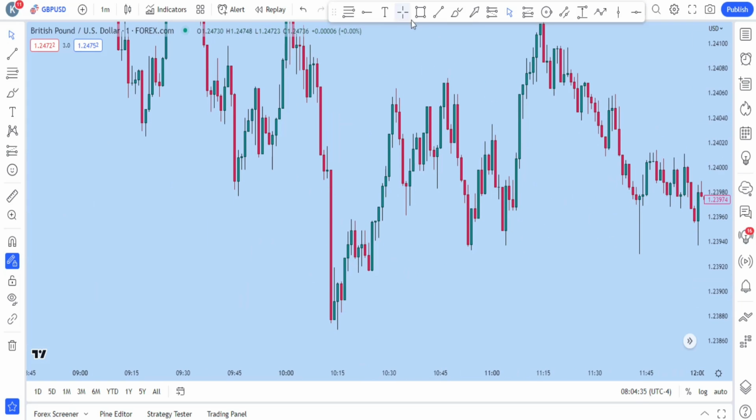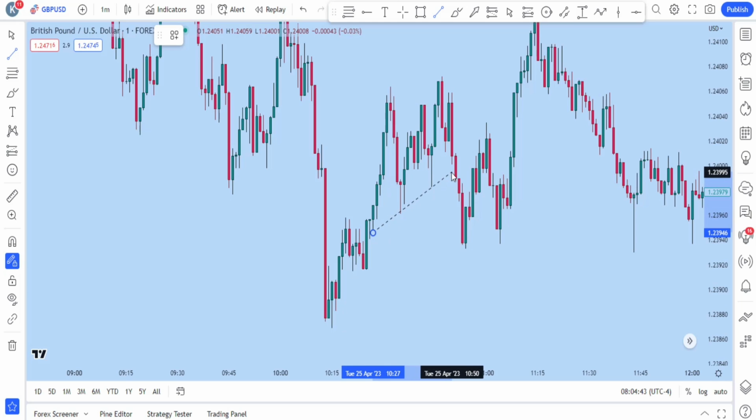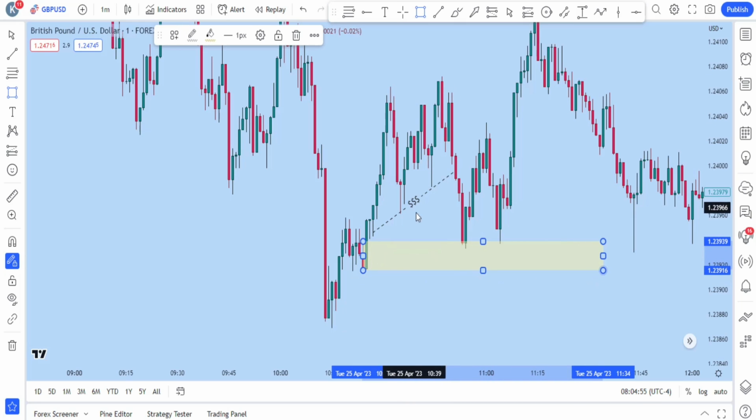Can you see this one? Price actually took liquidity here. All these ones are inducements. Let me just properly label that. Look at this point of interest. Can you see? Price actually grabbed liquidity.